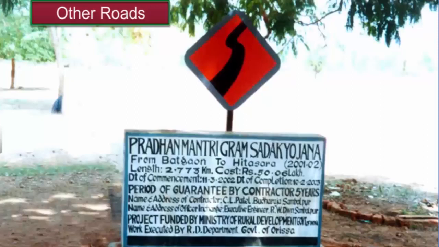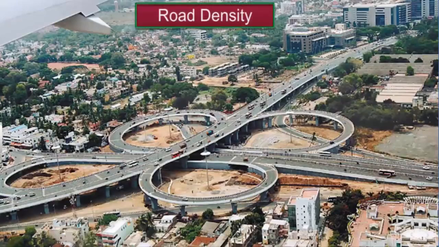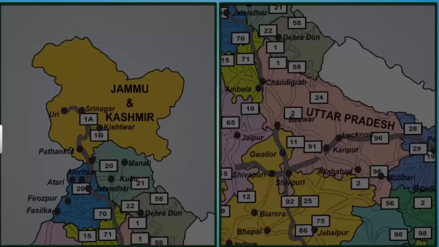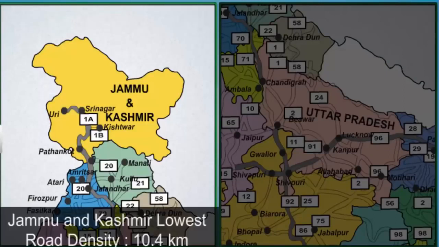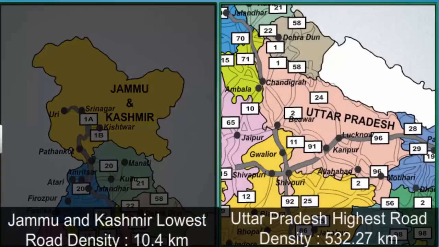The length of roads per 100 square kilometers of area is called road density. The road density in India varies from one state to another. Jammu and Kashmir has the lowest road density at 10.4 kilometers, while Uttar Pradesh has the highest at 532.27 kilometers. The average road density of Indian states is 125.02 kilometers.